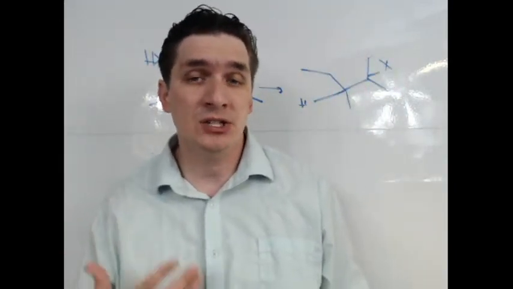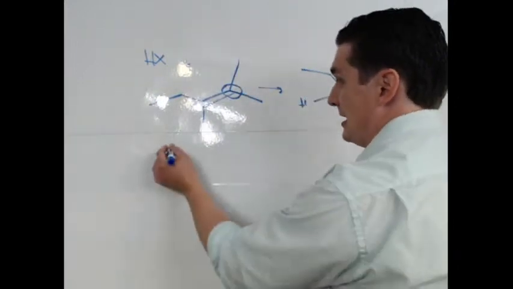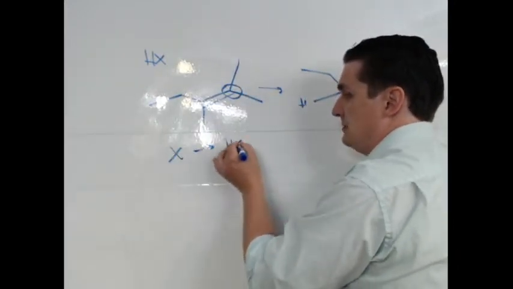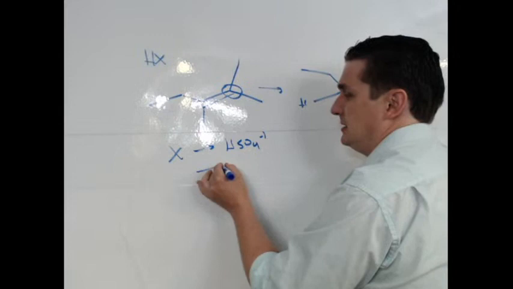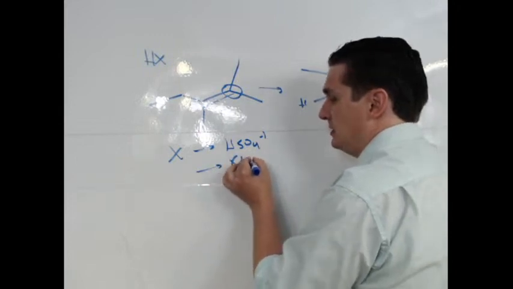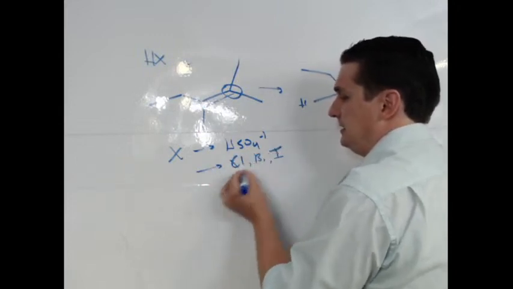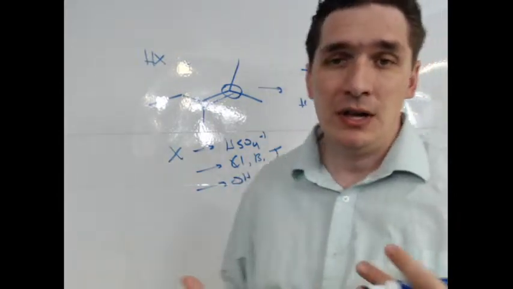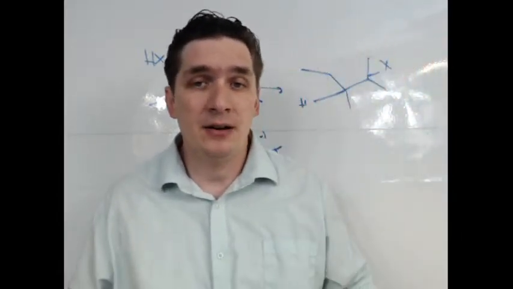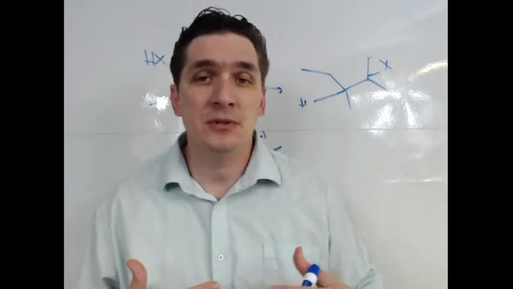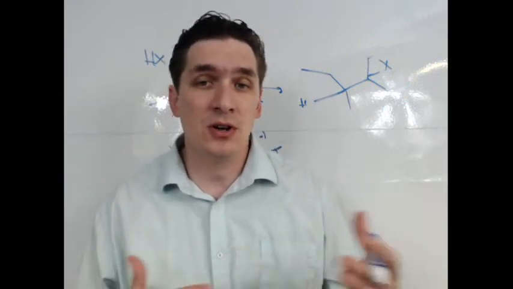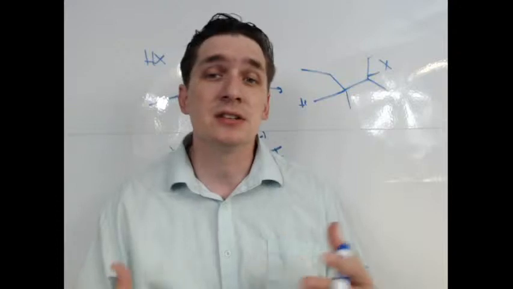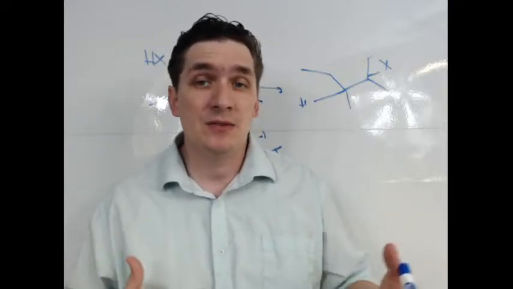For HX addition, X can be a lot of things. So it can be bisulfate, it can be halide, something like chlorine, bromine, iodine, it can be the hydroxide in water. There are a lot of things, but there's this general pattern, and the notes from there kind of follow into examples of where you get Markovnikov and anti-Markovnikov additions, and what drives those types of additions and why.